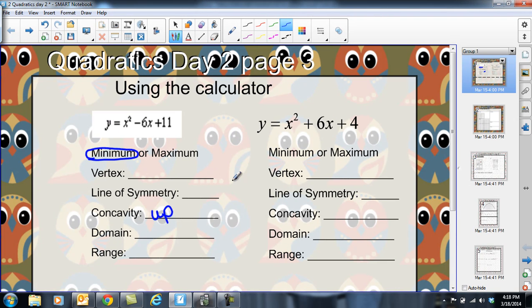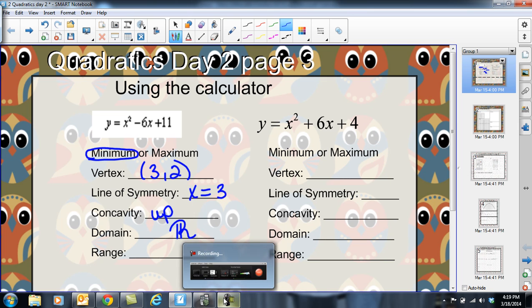Now if it says something like 2.5, you're going to leave it alone. But that 2 and then the 99999 business tells me that I'm going to call that a 3, 2. So there's my vertex. My line of symmetry, if you remember, is just the x value of the vertex. So it's going to be at x equals 3. And my domain, well, it's a parabola. I didn't see anything that said there were endpoints, so my domain is going to be all real numbers.